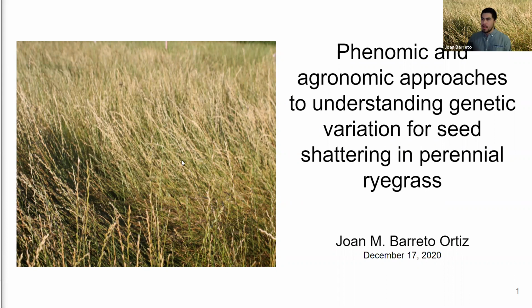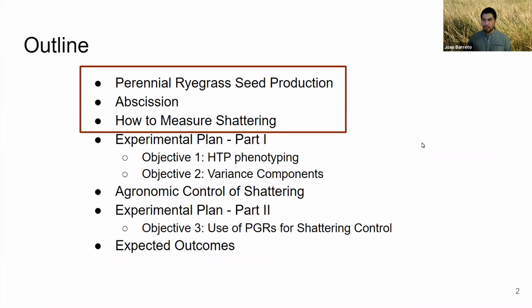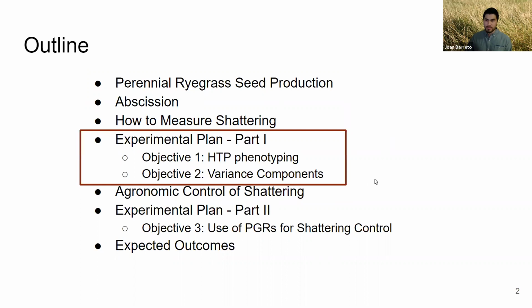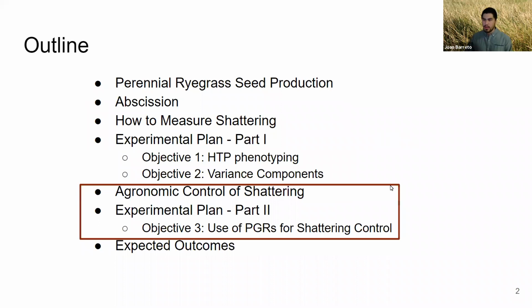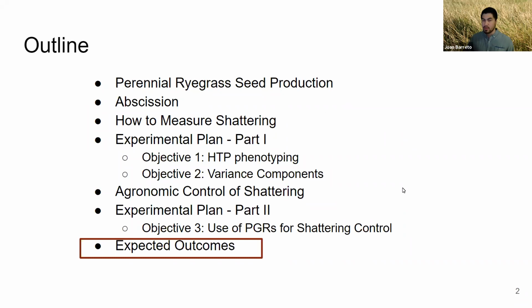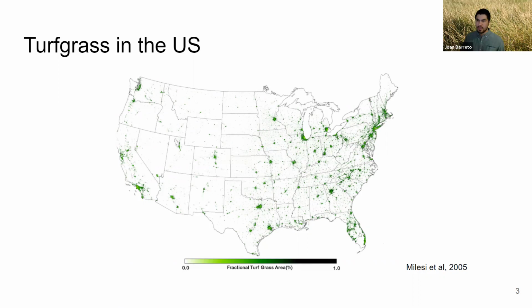I first want to talk about the outline. I will initially give a background on what perennial ryegrass seed production is, then talk about abscission, which causes shattering, and how we measure it in terms of developing varieties that are non-shattering. That will lead me to my first part of my experiments. Then I will talk about alternatives to control shattering, agronomic alternatives in particular, and then I will lead into my expected outcomes.